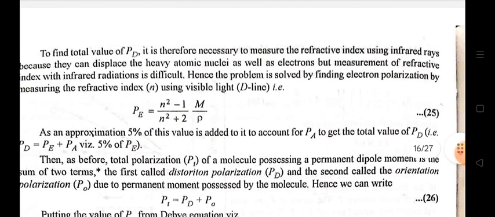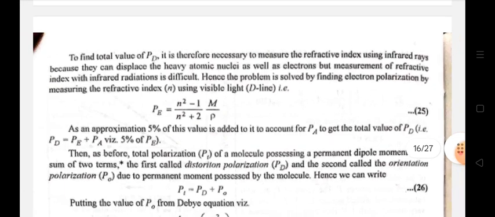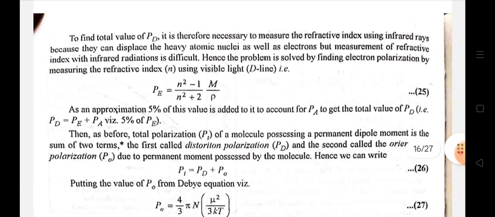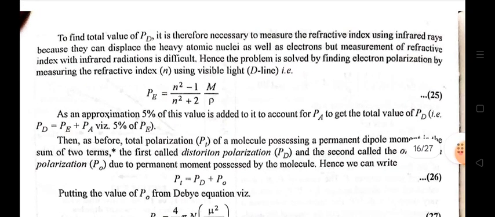To find the total value of Pd, it is therefore necessary to measure the refractive index using infrared rays because they can displace the heavy atomic nuclei as well as electrons, but measurement of refractive index with infrared radiation is difficult. Hence, the problem is solved by finding electron polarization by measuring the refractive index using visible light, the D line. Pe is equal to (n square minus 1) upon (n square plus 2) into M by rho, that is equation 25. As an approximation, 5% of this value is added to it to account for Pa to get the total value of Pd, that is Pd is equal to Pe plus Pa, with Pa being 5% of Pe.